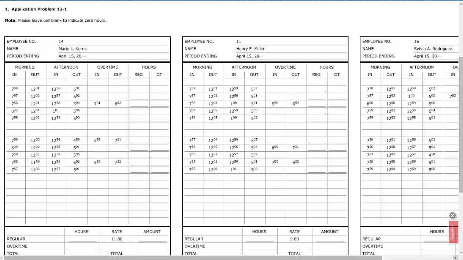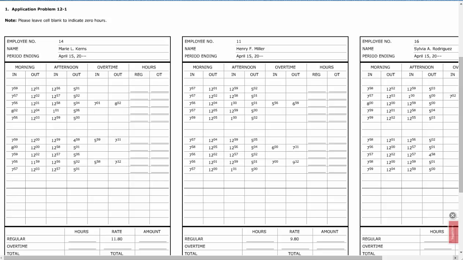You don't have to do it as homework. I talked for a long time introducing the chapter, but tomorrow you have work time. What you need to do is look at this time card, and this time card is for employee number 14, Marie Kearns, and the date is April 15th. We have morning and afternoon, and basically this is very similar to what Chris does. When he shows up for work, he puts a card in and it punches the time.